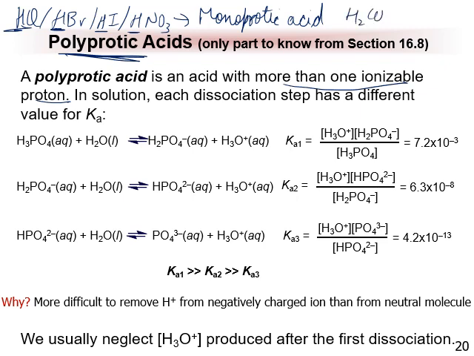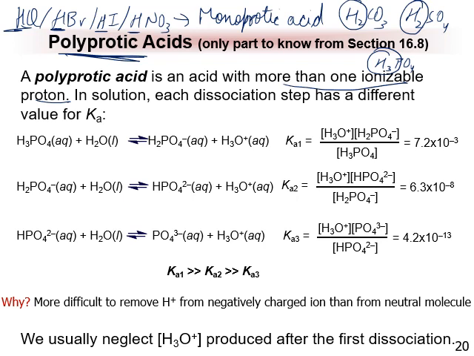Example, H2CO3 can donate 2 hydrogens. H2SO4 can donate 2 hydrogens. H3PO4 can donate 3 hydrogens. So these are polyprotic acids. Sometimes there's also a term used, diprotic, which basically means you have 2 protons. Like these two are diprotic acids. Anything more than that is definitely a polyprotic acid.